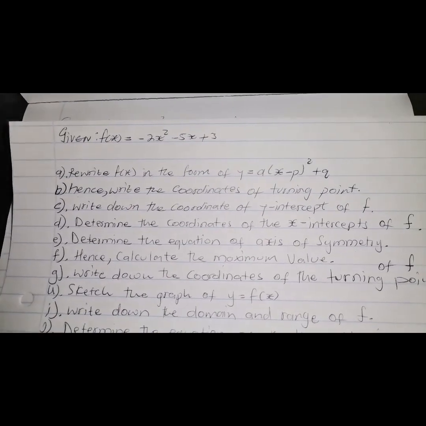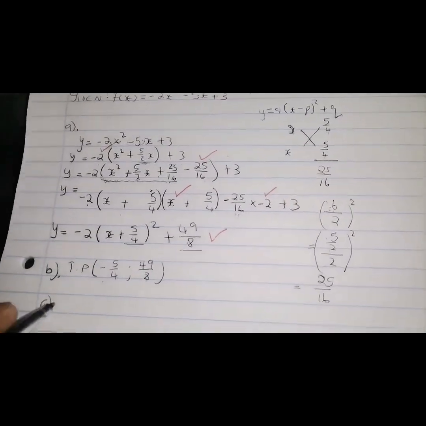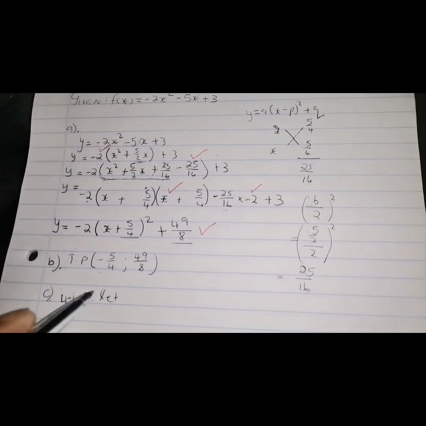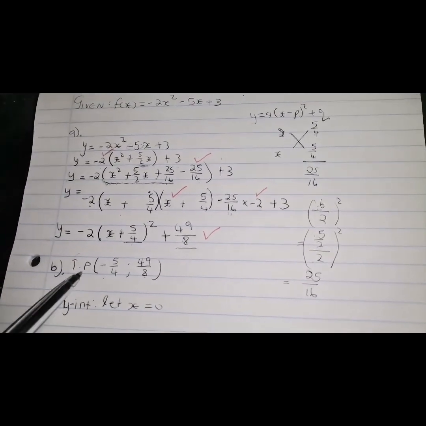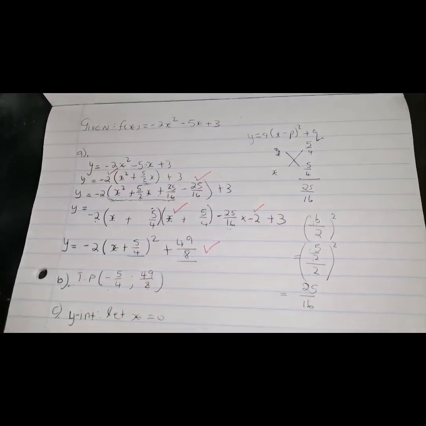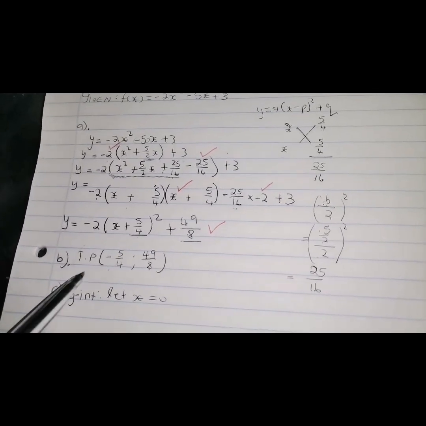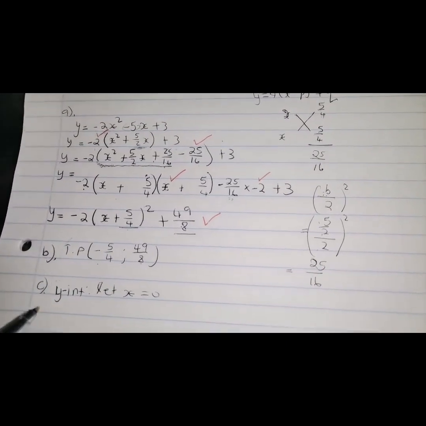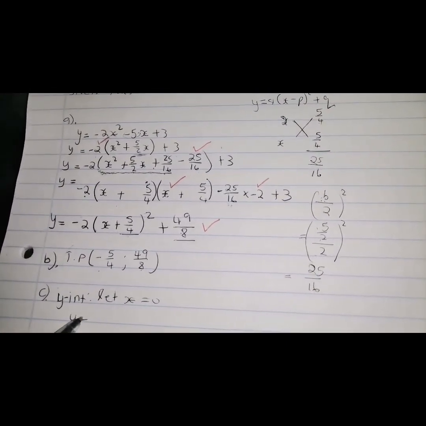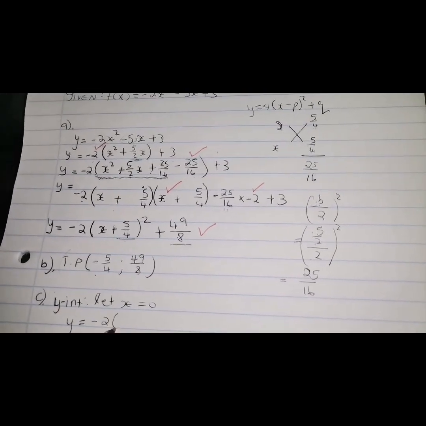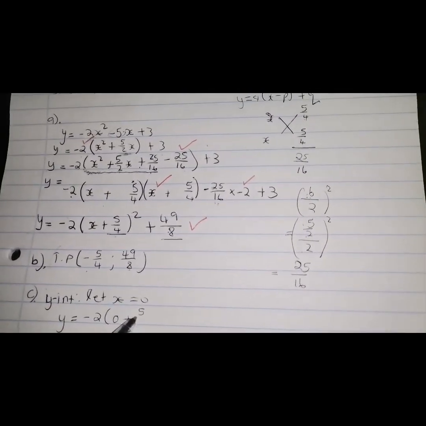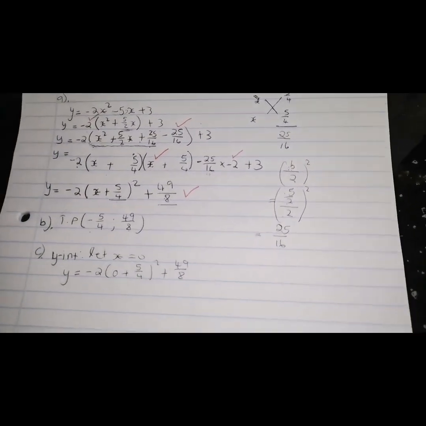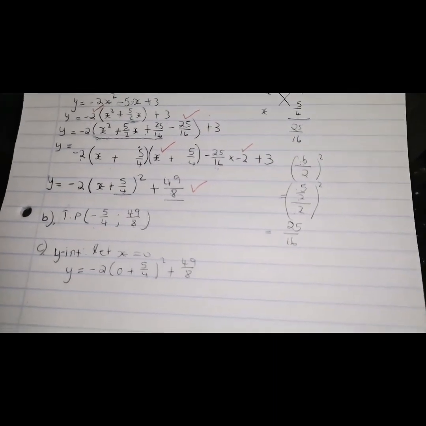So for finding the y-intercept, let x be 0 from either this equation or this one. It's your choice in that case. So let's just let our x be 0. So guys, to find the coordinates of the y-intercept, y equals negative 2 times (0 plus 5/4) squared plus 49/8. Simple.